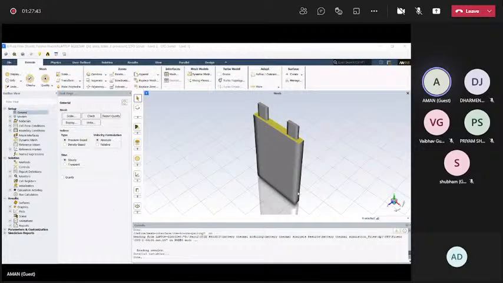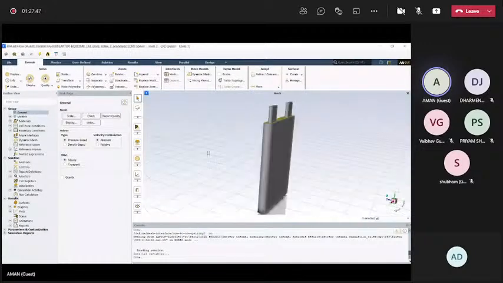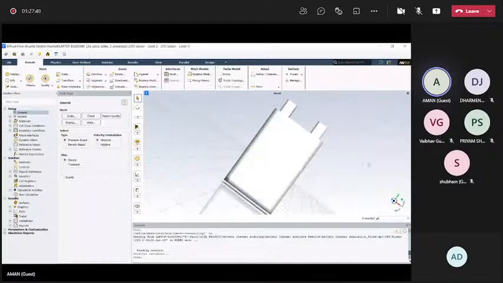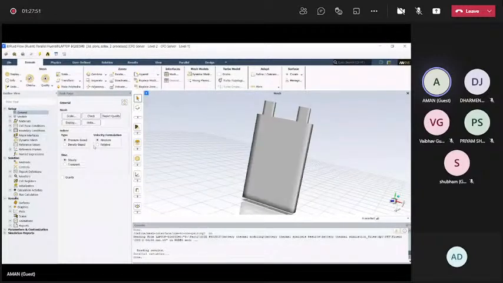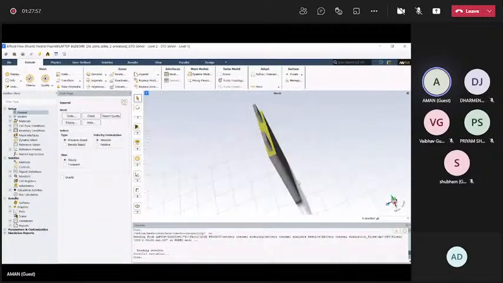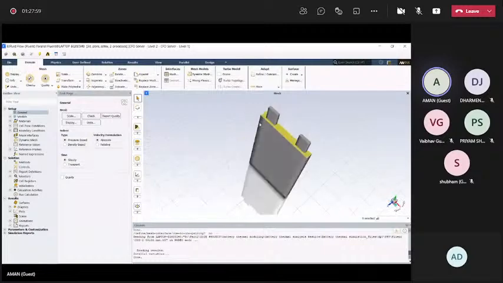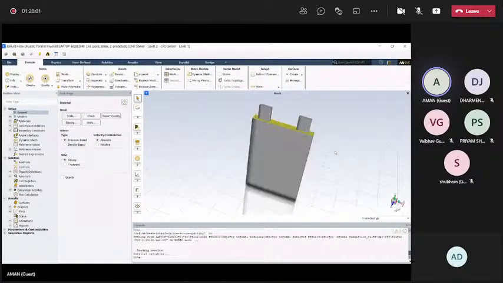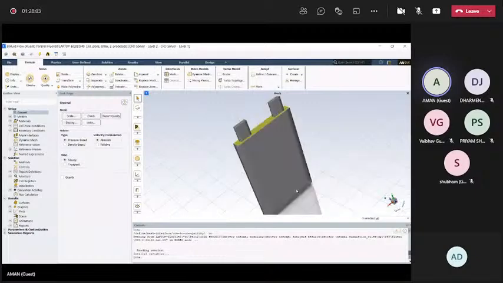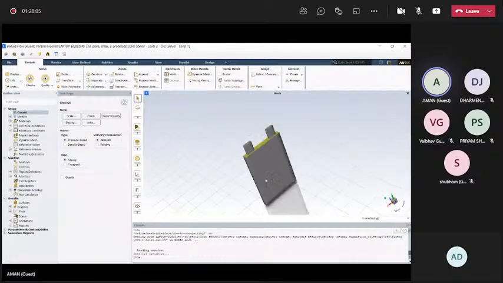So this is my battery pack. This is the pouch cell. Let's see, one by one, the different things. Here I have imported this particular thing, and the mesh is already generated. This is a pre-run simulation, so I'll just give you an overview of how I performed this analysis. So here this is the battery pack.